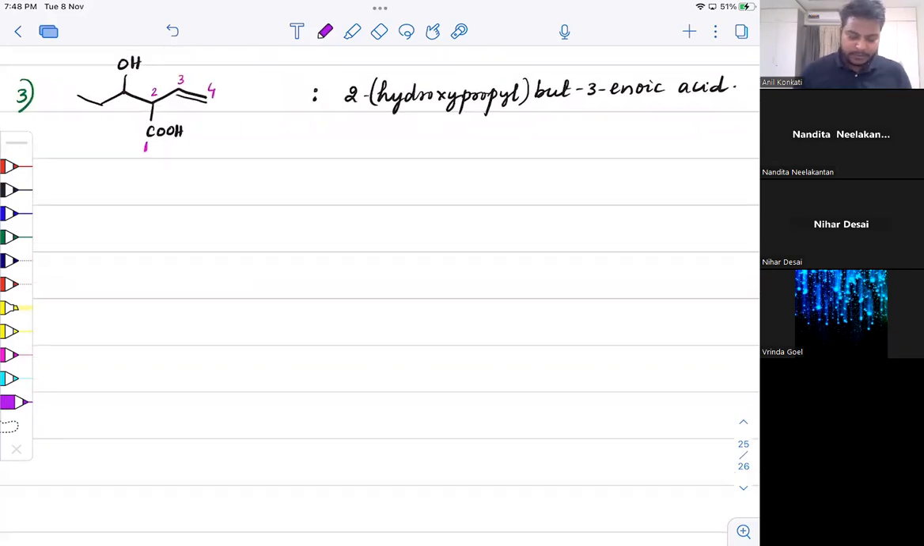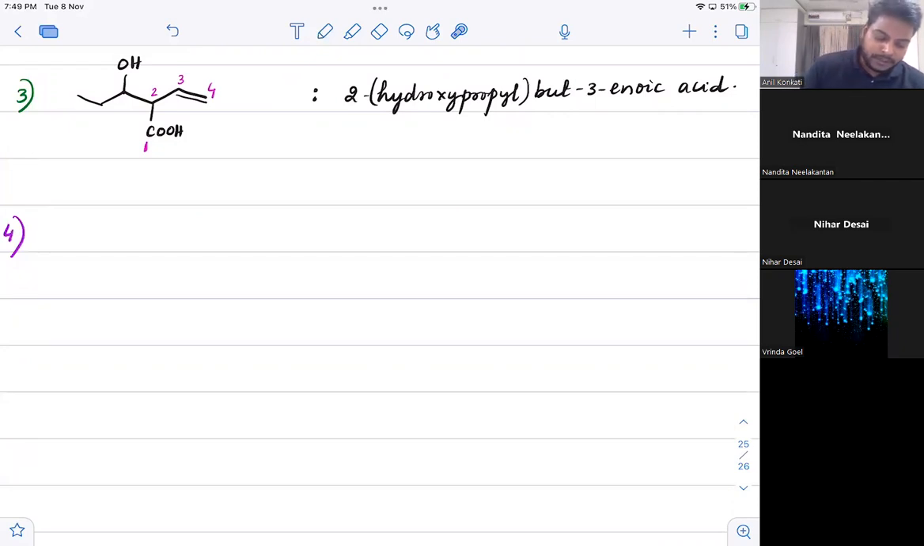Vrinda, can you explain again, please? Should I repeat? Yes, sir, please. See, what I said, you have to go in the direction where you can get the maximum carbons accommodated along with a double bond. So COOH is the functional group, so your numbering should start from there. Next, you have to go in this direction.